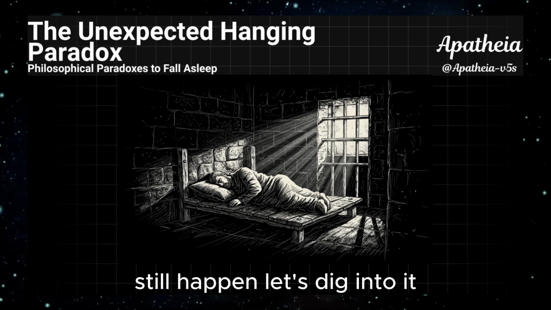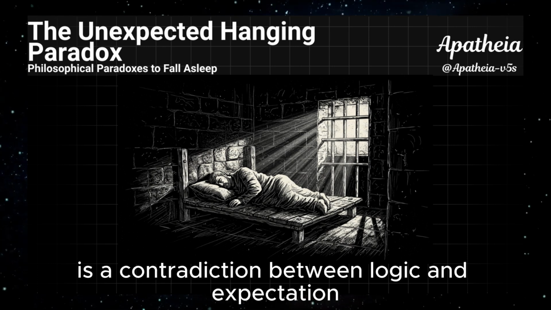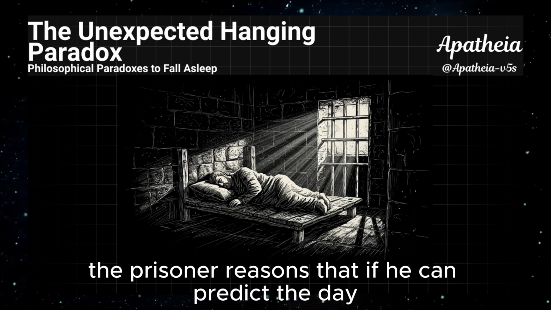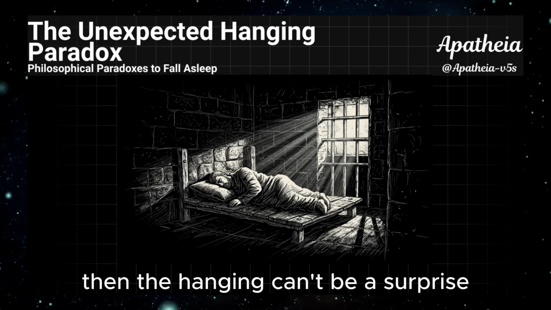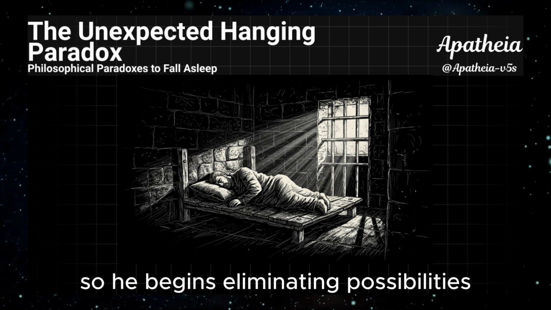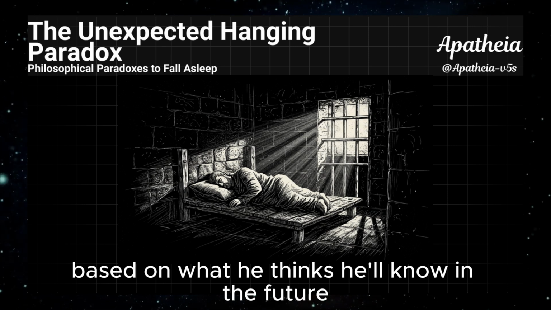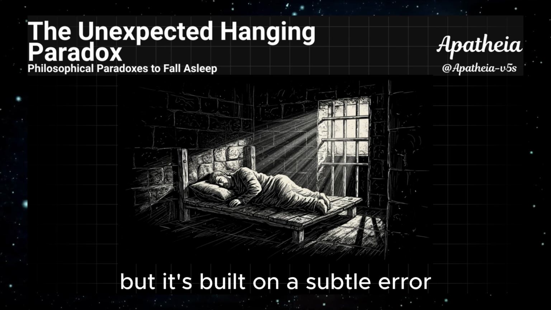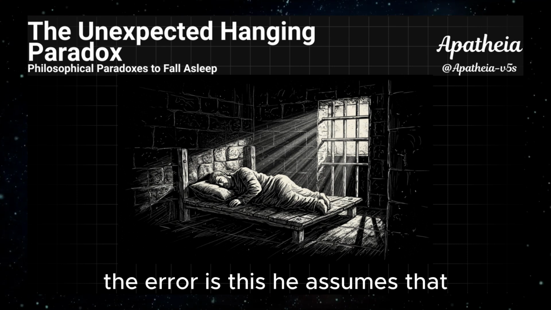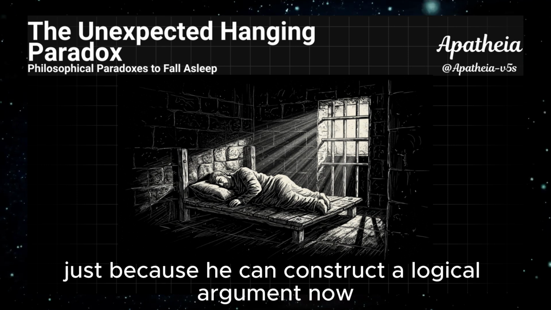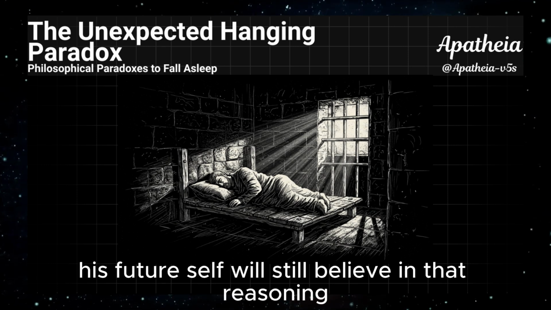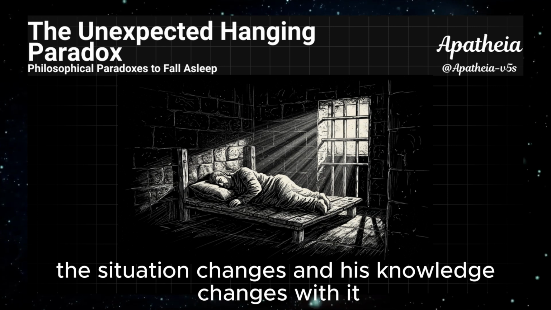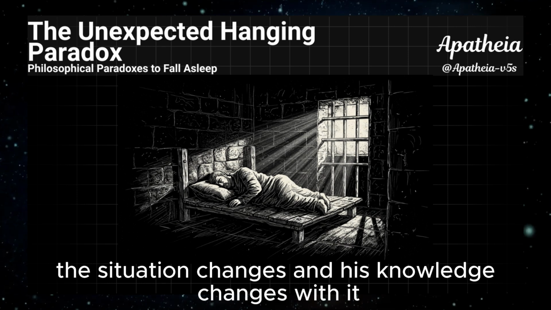Let's dig into it. At the heart of this paradox is a contradiction between logic and expectation. The prisoner reasons that if he can predict the day, then the hanging can't be a surprise. So he begins eliminating possibilities based on what he thinks he'll know in the future. His logic appears to be flawless, but it's built on a subtle error. The error is this. He assumes that just because he can construct a logical argument now, his future self will still believe in that reasoning.